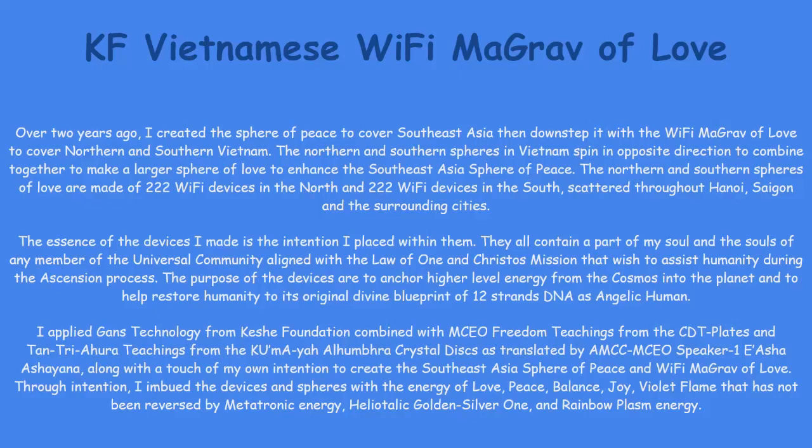Here we have the KF Vietnamese Wi-Fi McGrath of Love. Over 2 years ago, I created a sphere of peace to cover Southeast Asia, then downstepped it with the Wi-Fi McGrath of Love to cover Northern and Southern Vietnam. The Northern and Southern spheres in Vietnam spin in opposite directions to combine together to make a larger sphere of love to enhance the Southeast Asia sphere of peace.